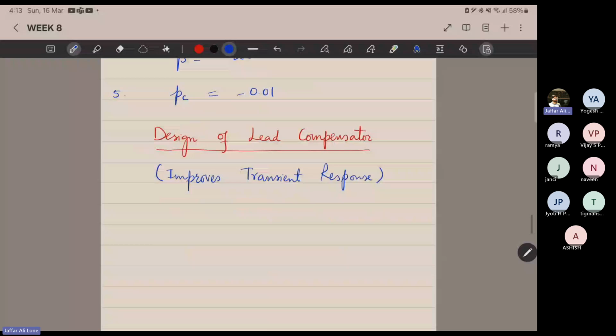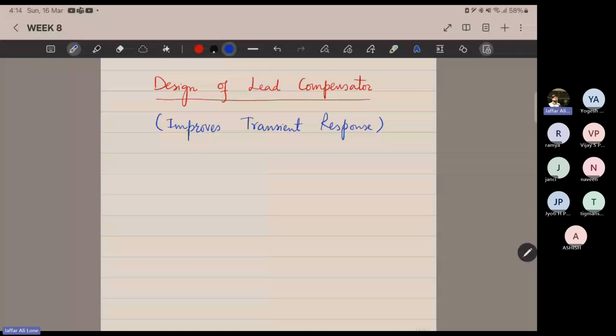Now, how to tackle this design process? What is the design procedure? I'll tell you step by step. Basically, you'll be given in the question some transient specifications which you want to meet. Like you want overshoot to be this much, settling time to be this much, etc. As I gave in the previous question, the same way you'll be given transient specifications.